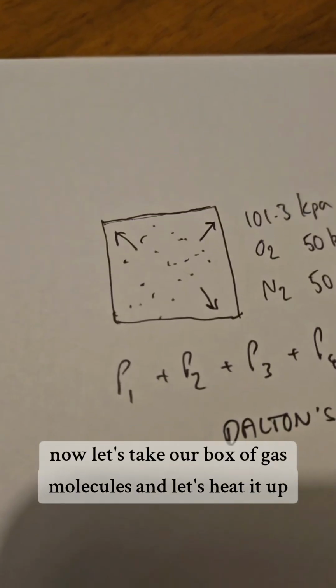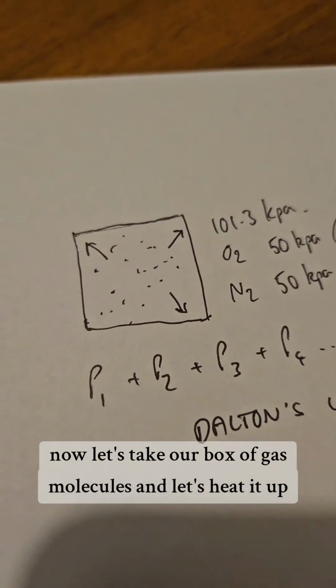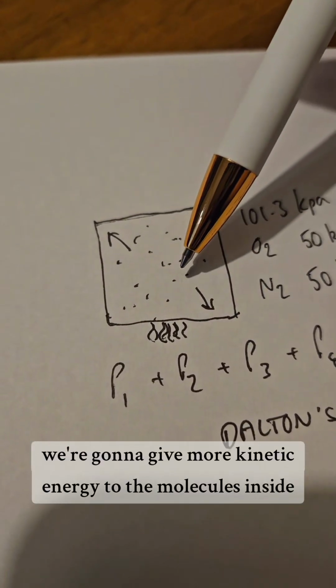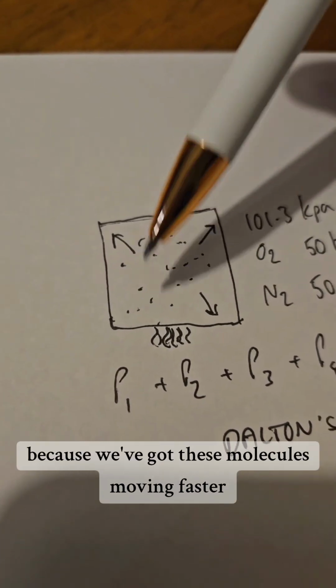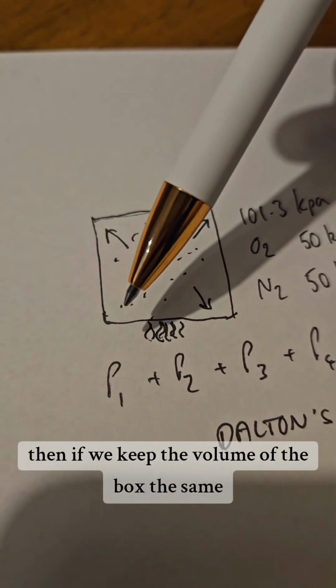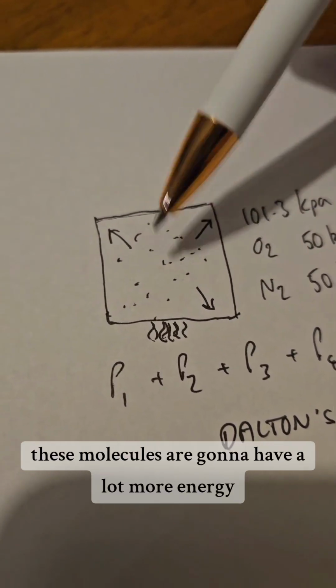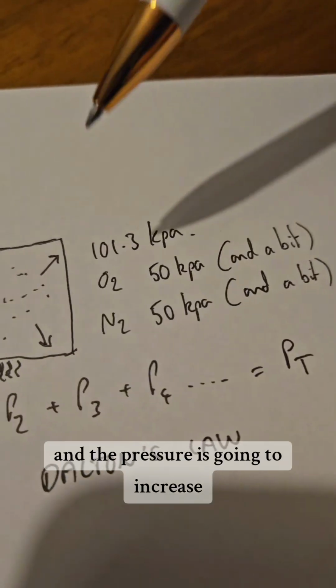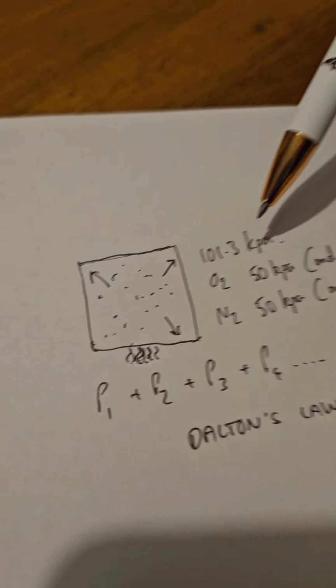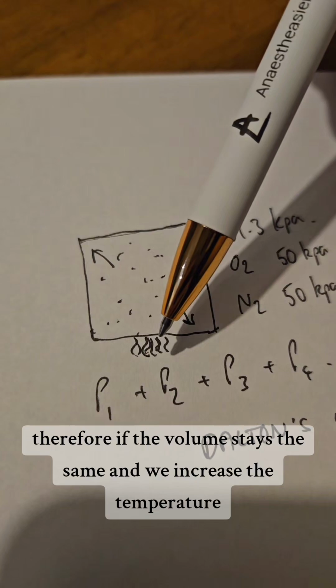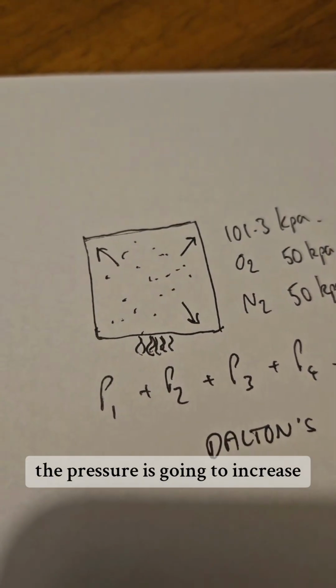Now let's take our box of gas molecules and let's heat it up. We're going to give more kinetic energy to the molecules inside, because if we've got these molecules moving faster, then if we keep the volume of the box the same, these molecules are going to have a lot more energy, they're going to bounce around more, and the pressure is going to increase. Therefore, if the volume stays the same, and we increase the temperature, the pressure is going to increase.